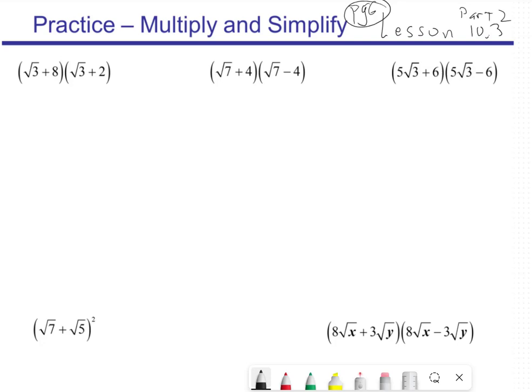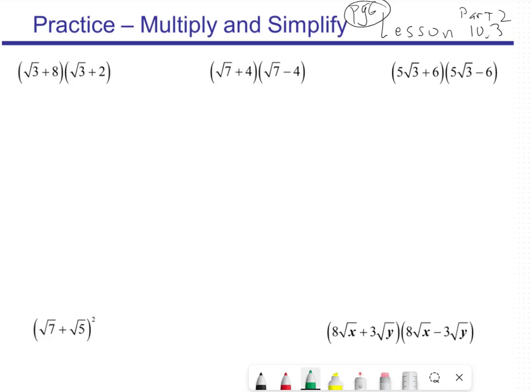All right, so these problems are a little bit different than the ones we did in class because they have these binomials. Now, a binomial means two terms. So we have a two-term expression times another two-term expression. And we learned how to multiply those a long time ago.